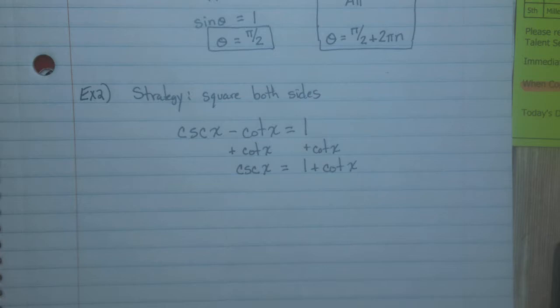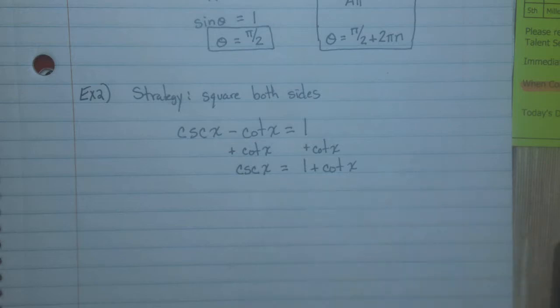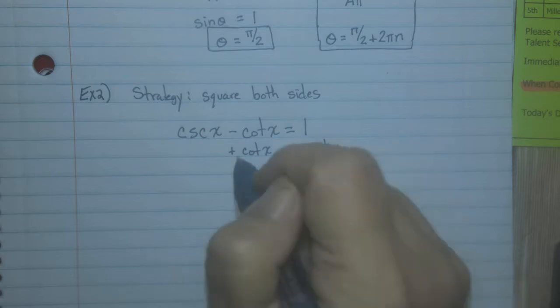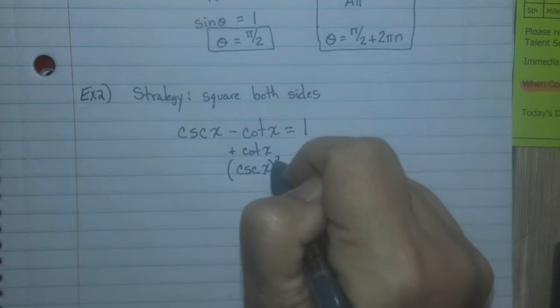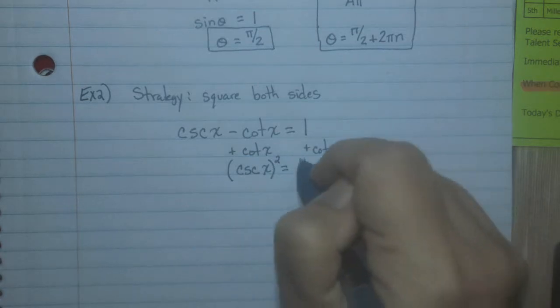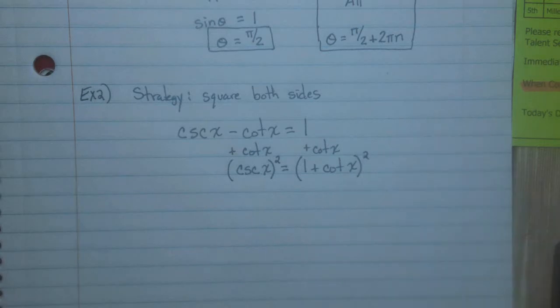And at this point, I might be kind of stumped. Like, cosecant, cotangent, what am I going to do? When you hit that roadblock, well, what if we square both sides? So I'm going to come here, put this entire side in parentheses and square it. Put the other side in parentheses and square it.